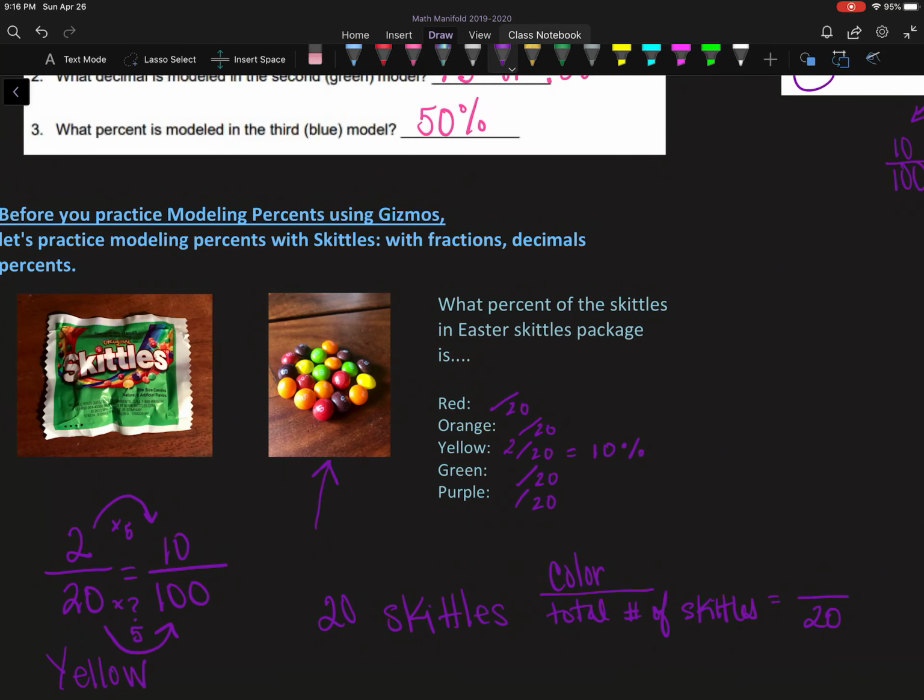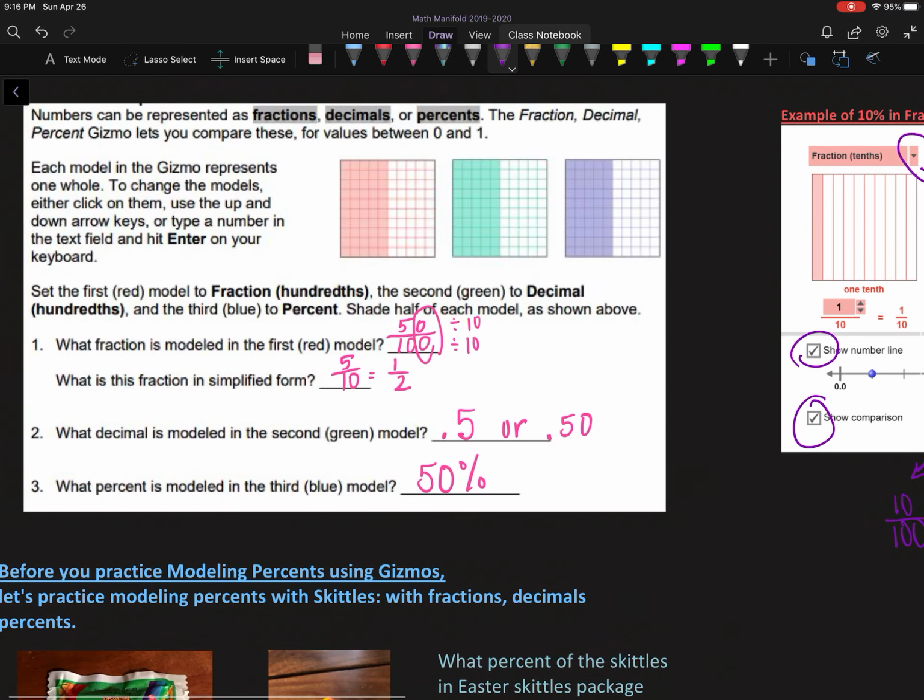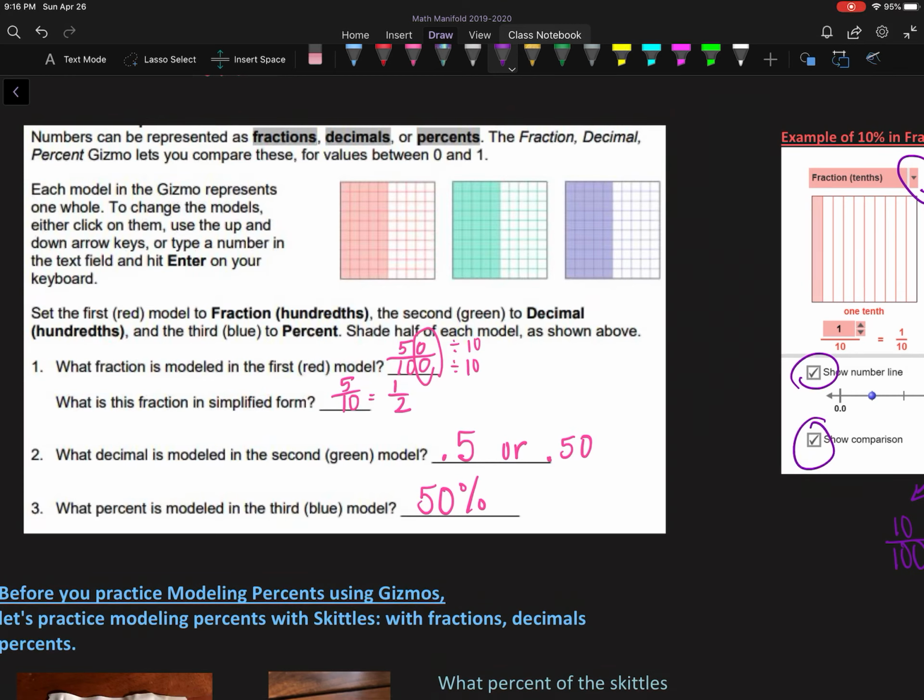Today for practice, you are going to be using Gizmo to do some practice with modeling. I have already set up steps for you on how to set up your Gizmo account, and I'll walk you through that as well in our overview.